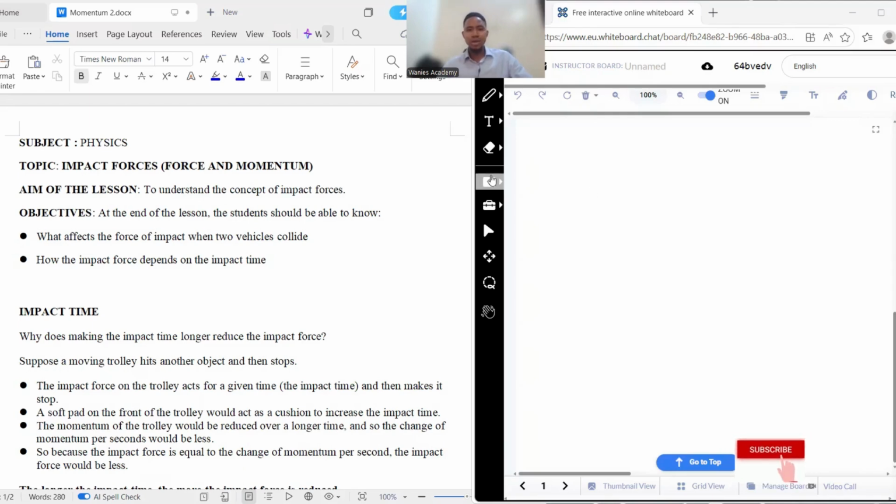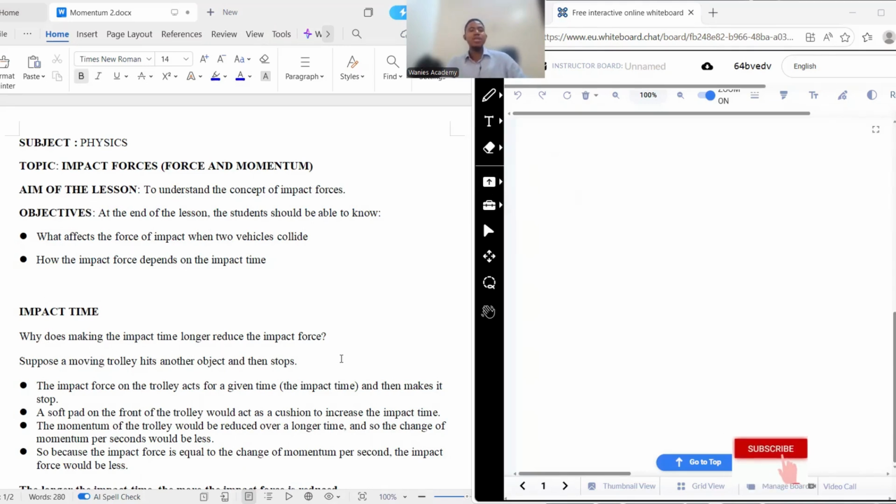Firstly, what do you understand by the word impact time? As the name implies, impact time is the given time for a collision to occur, for a force to be applied. That is what we call impact time. So, does making the impact time longer reduce the impact force?